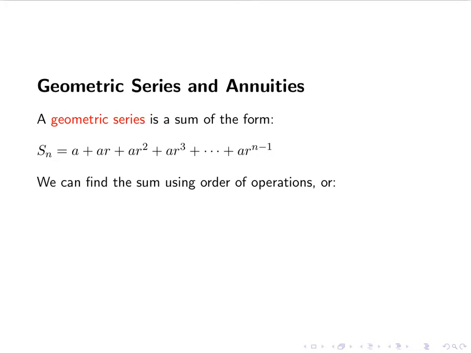So we can find the sum using order of operations and adding up all of those n things, or the following: a times (1 minus r to the n) all over (1 minus r). If you want to see how we get that equation, it's in the first page of the book, so feel free to look it over. I'm just not going to bother going over it here.